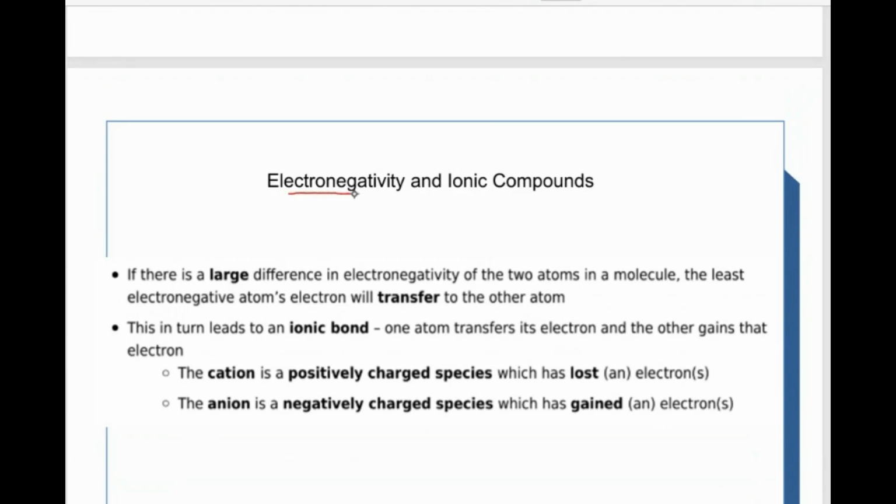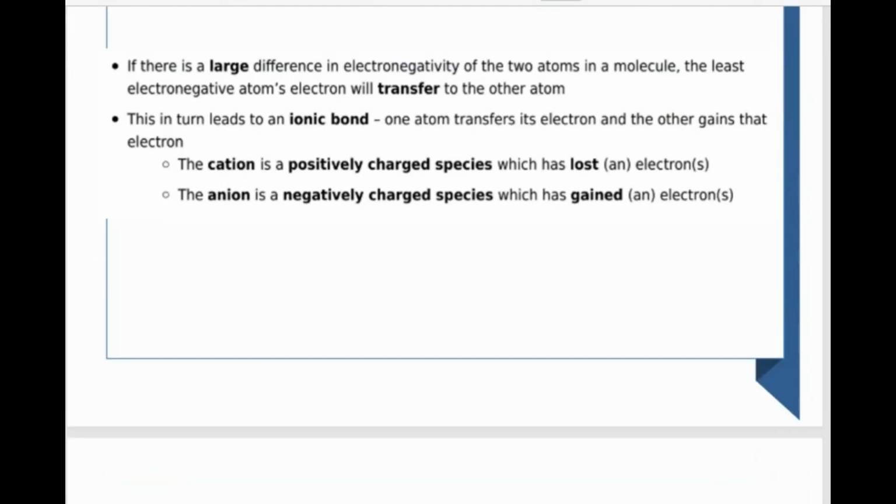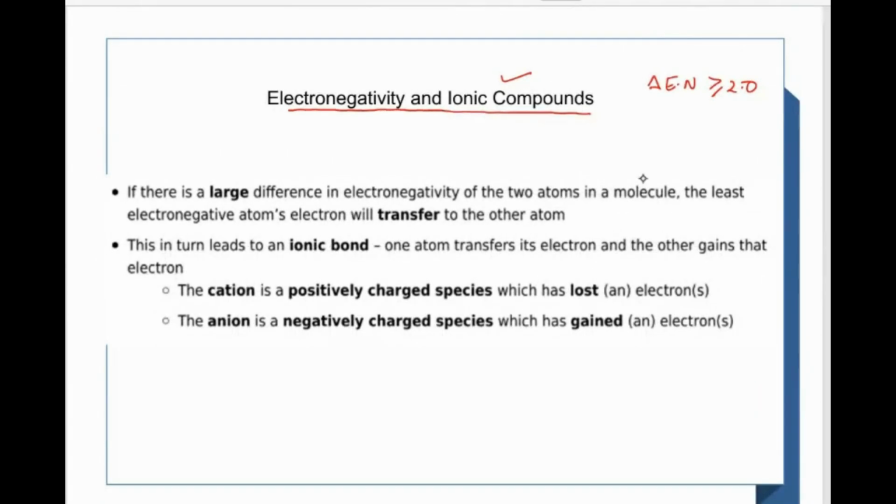Now they're talking about electronegativity and the ionic compound. They're saying what I told you, that if the electronegativity difference is greater than or equal to 2, those are going to form ionic compounds. This is basically in words, but I actually showed you on the slide above. Fine.